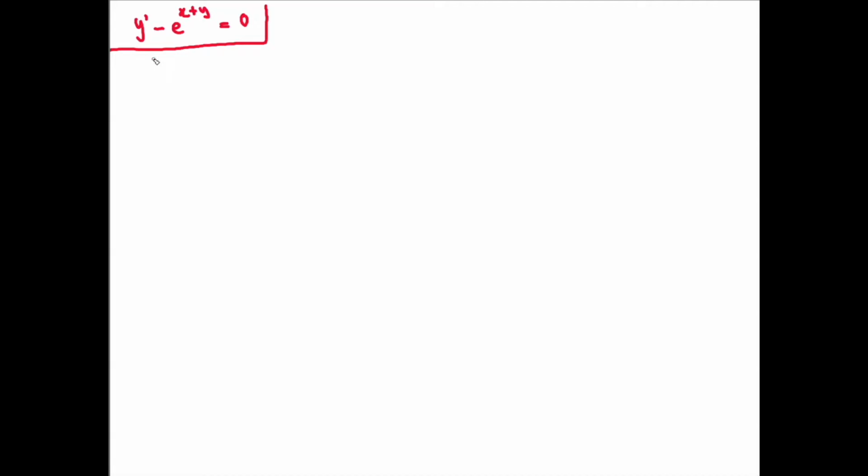All right, so let's go ahead and solve this differential equation. First things first, as always, I like to rewrite this notation as dy by dx minus e to the x plus y equals 0. This is just the same thing, okay?